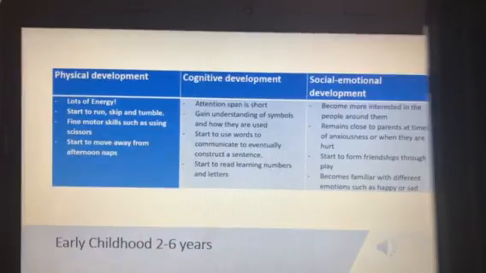They now start to understand the environment around them and how they can play a role in that environment. As you can see under physical development, this is where they start to run, skip, and tumble, and their fine motor skills are now developing, and they're able to use scissors, and potentially they're starting to write as well.